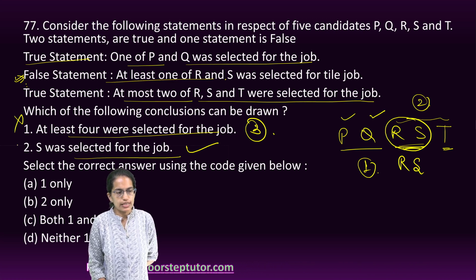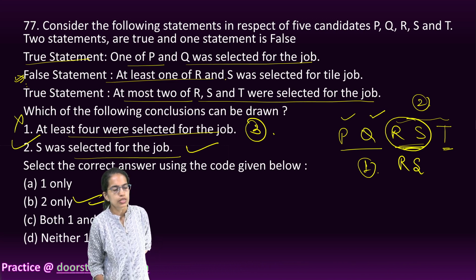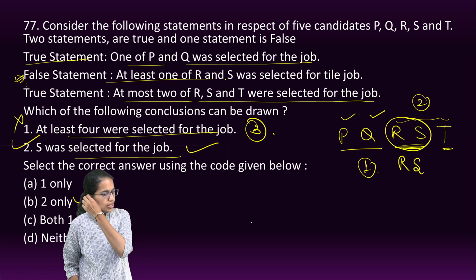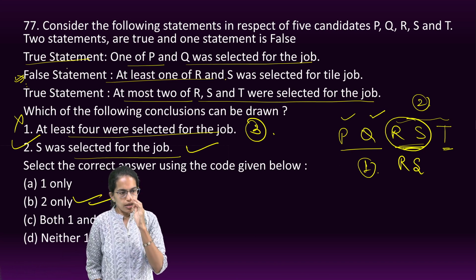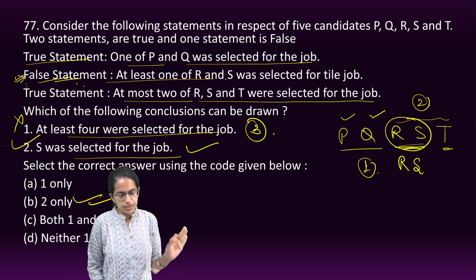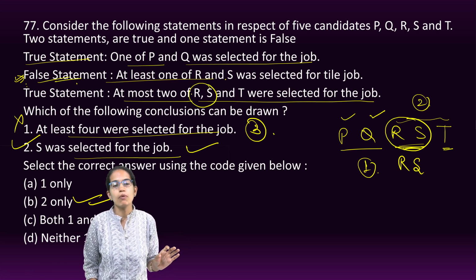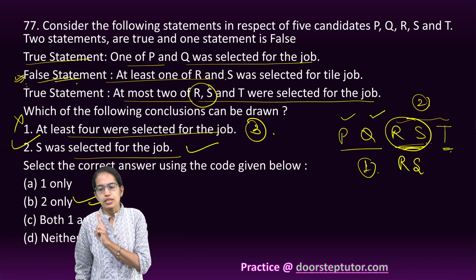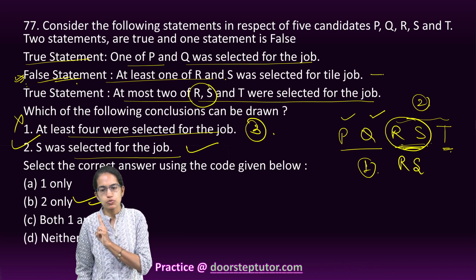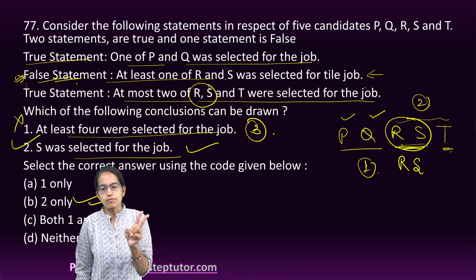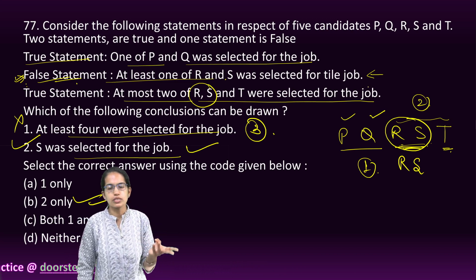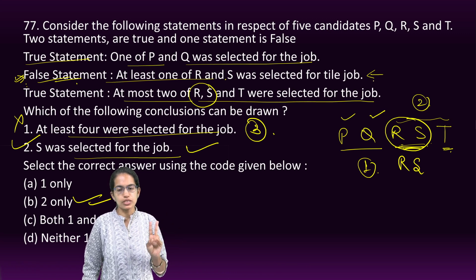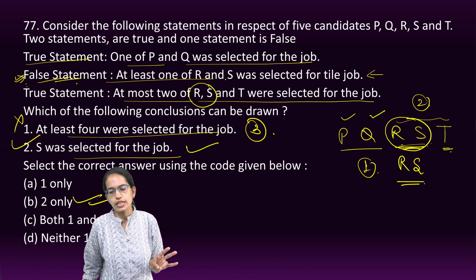So 1 is incorrect and 2 is correct. So only 2 would be the right option for this question. Clear? So here I repeat again, to keep this statement false, I have to ensure that both R and S are selected. Because if I select only T, then either of them would be selected, which would make the second statement false, and therefore the second statement true, and therefore this cannot be taken into account. So I have to select both R and S.